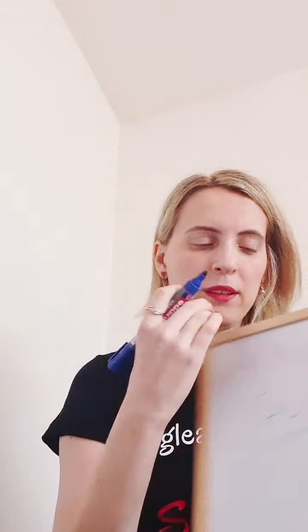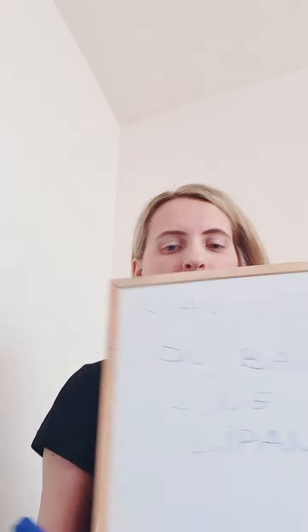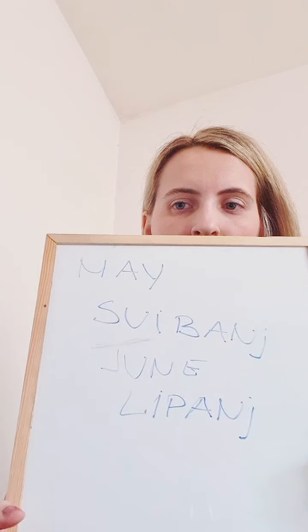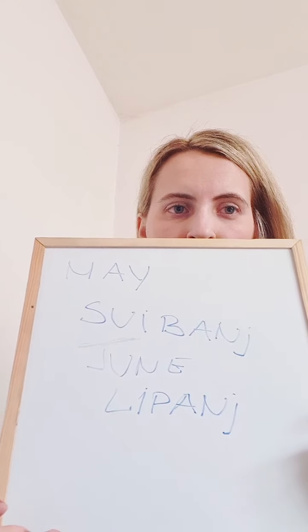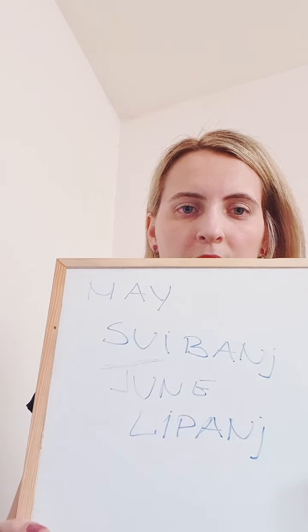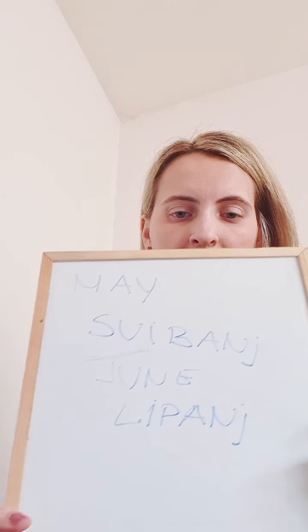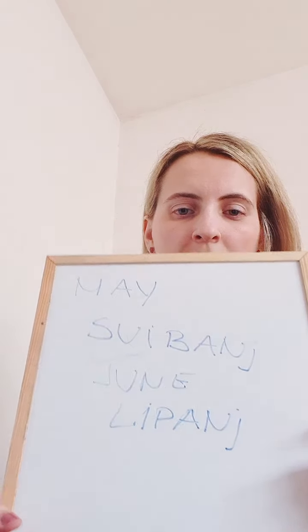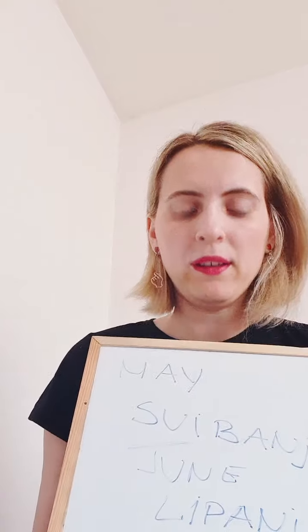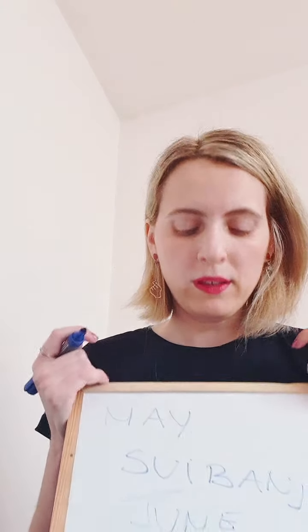May. Okay. Then we have June, and June is Lipanj. Lipanj, it is June. It is the 6th month, right? So June is Lipanj. And we actually have a tree called Lipa. So you can remember by this.